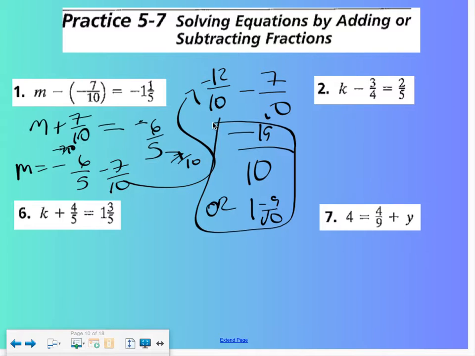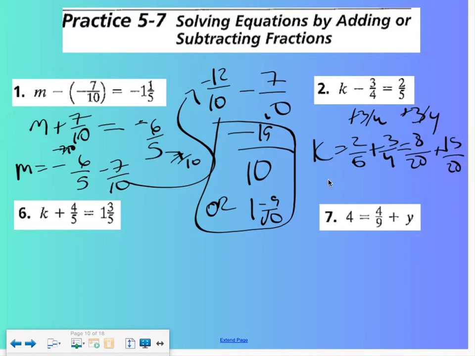All right, number 2. 3/4 is being subtracted from k, so I add 3/4 to both sides, and the answer is k equals 2/5 plus 3/4. Well, I need common denominators, and I'm going to pick 20. So that is 8/20 plus 15/20, or k equals 23/20, or 1 3/20.